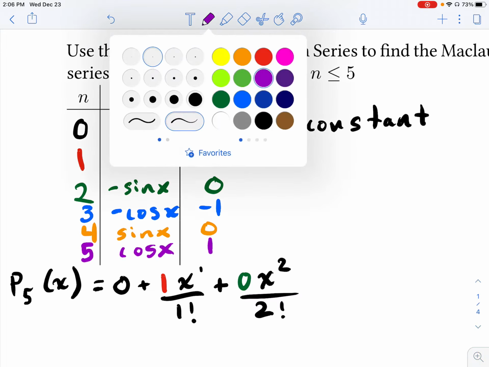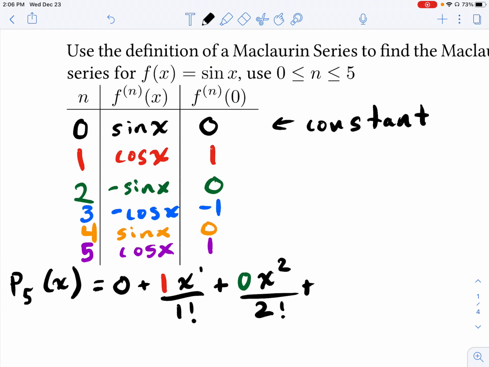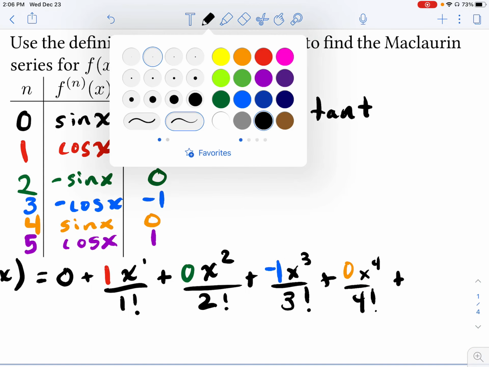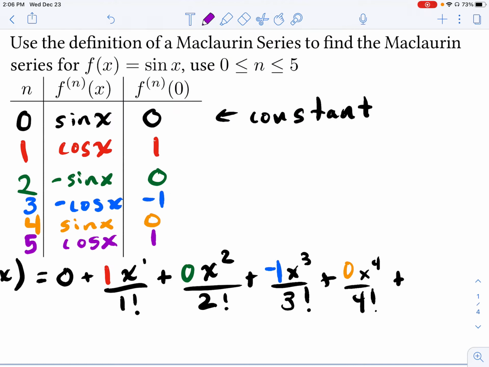So plugging in what we know. So I'm going to have to keep track of this here. All right, we got our third order derivative evaluated at 0 was negative 1. So we're going to write negative 1 here, times x cubed over 3 factorial, plus our fourth order derivative evaluated at 0, which is just 0, x to the 4th over 4 factorial, and then plus my fifth order derivative evaluated at 0, so that's just 1, times x to the 5th over 5 factorial.